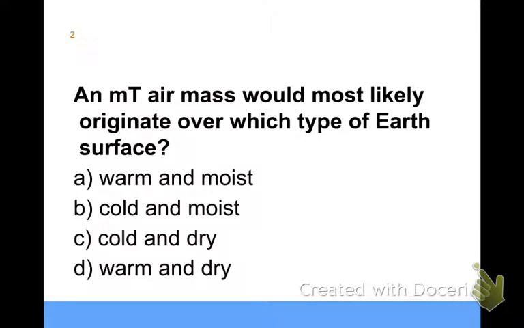Number 2, an air mass originating over which type of Earth surface? Warm and moist, cold and dry, or warm and dry? Moving on in 3, 2, 1.